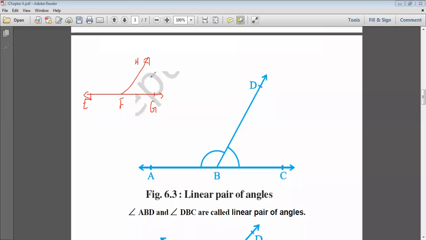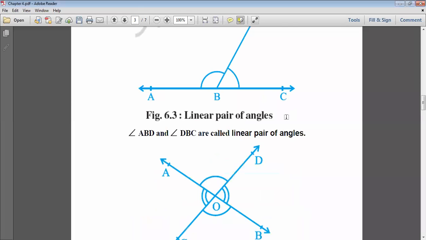Okay, Arpit. Angle HFE and angle HFG. Clear? Are you all clear how we can name a linear pair of angles? Yes, sir. Very good.